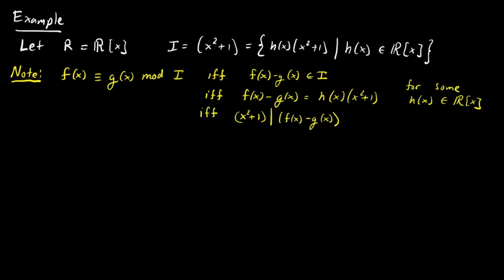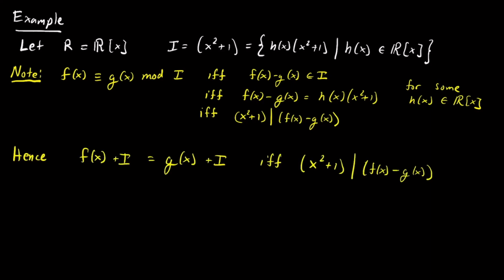That means that x squared plus 1 divides f of x minus g of x. So what we essentially have is that two cosets are equal to one another if and only if x squared plus 1 divides the difference of their representatives, right? So in some sense, I'm identifying two polynomials. I'm saying that f of x is equivalent to g of x if x squared plus 1 divides the difference of these two polynomials. Okay, so now we can explore a little bit about what this tells us, right?